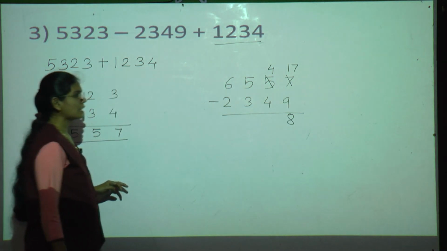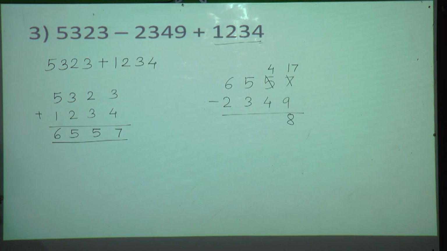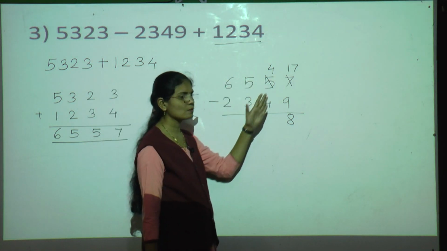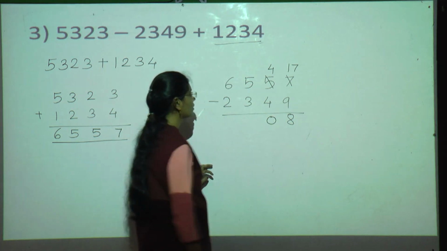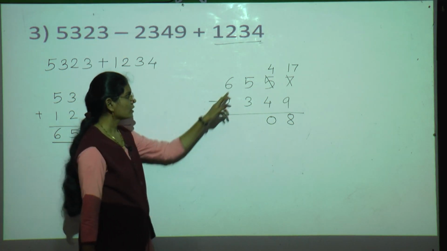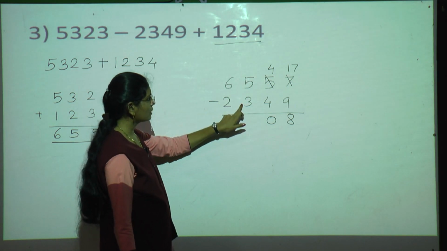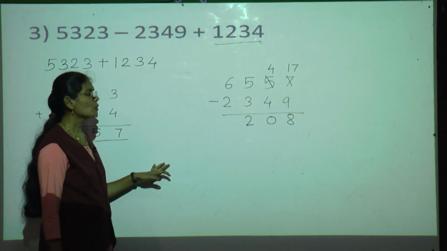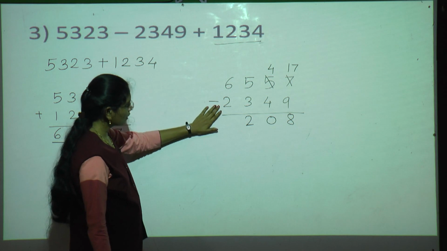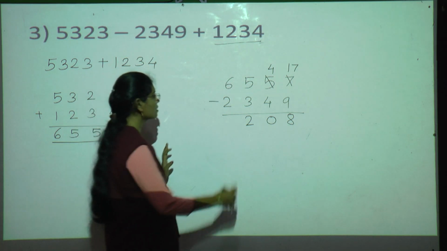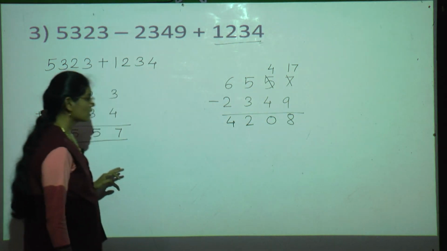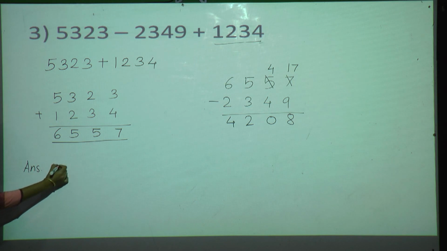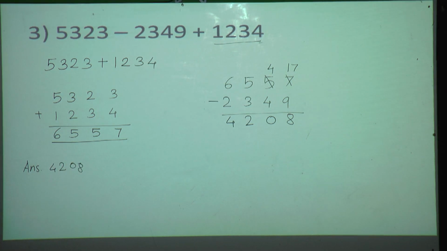Now we'll move to the tens place. In the first number there are 4 tens, and in the second number also there are 4 tens. So 4 minus 4 is equal to 0. Then see the hundreds place. Here 5 is there, here 3 is there. 5 minus 3, 2. So write 2 at the hundreds place. Then go to the thousands place. Here 6 is there, here 2 is there. 6 minus 2 is equal to 4. So what is our final answer? The answer is 4208.